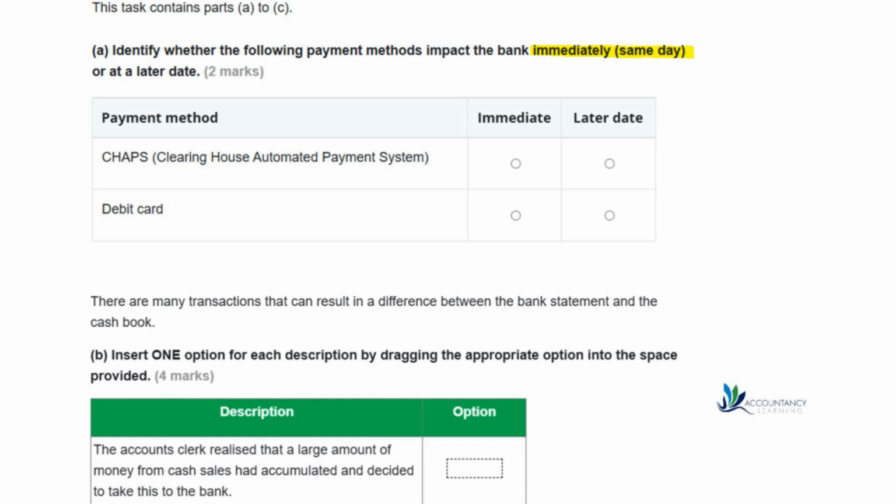CHAPS is usually used for large payments, for things like house purchases, deposit transfers, etc. And that does happen on the same day, so that is an immediate payment. A debit card is one that comes out of the bank immediately, so that would also be classed as an immediate payment. Be careful not to get confused with a credit card, which is a card that you can spend on and then pay off at a later date.